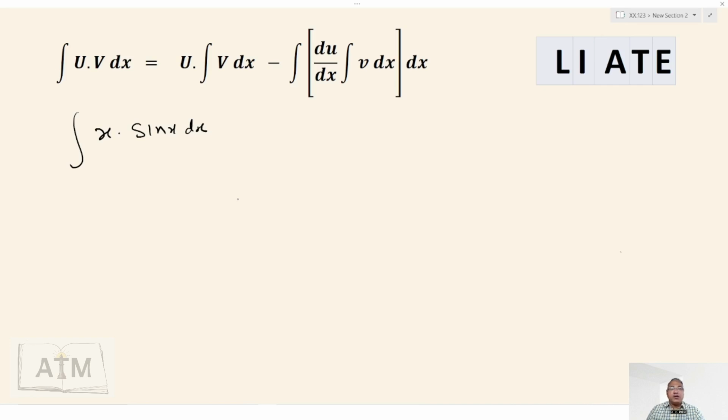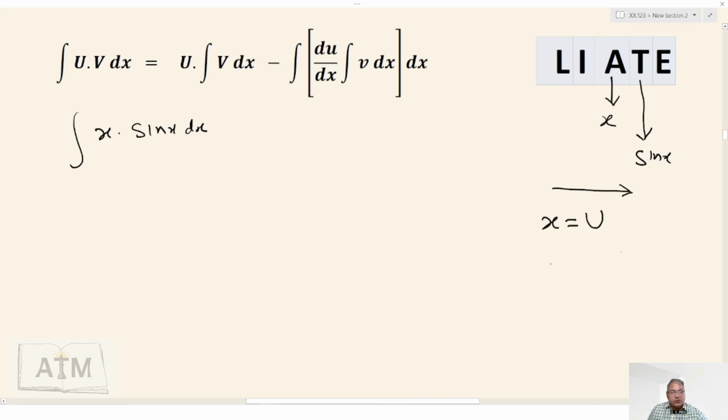So how to select u and v? We can select u and v by using the LIATE rule. For example, in this question, x stands for algebra, so below A, write down x. And sin x comes under trigonometry, so below T you write down sin x. Now from left to right, who is written first? x is written first. So that becomes u, and who is written later, sin x, becomes v. This way we can select u and v.